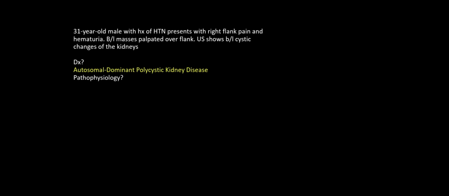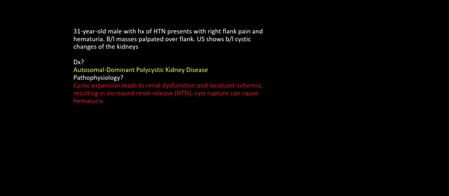I'm not going to go into too much of it here, but it's really the expansion of these cysts that leads to the renal dysfunction. And since there's increased outgrowth of tissue, you're going to have localized ischemia and increased renin release, so you're going to have a secondary hypertension due to this. If you were to have a ruptured cyst, it can definitely present with hematuria. Obviously, you'd be leaking blood directly into the collecting system. Not always will they present textbook with bilateral flank pain or masses, hypertension, and hematuria, but definitely be on the lookout for that.